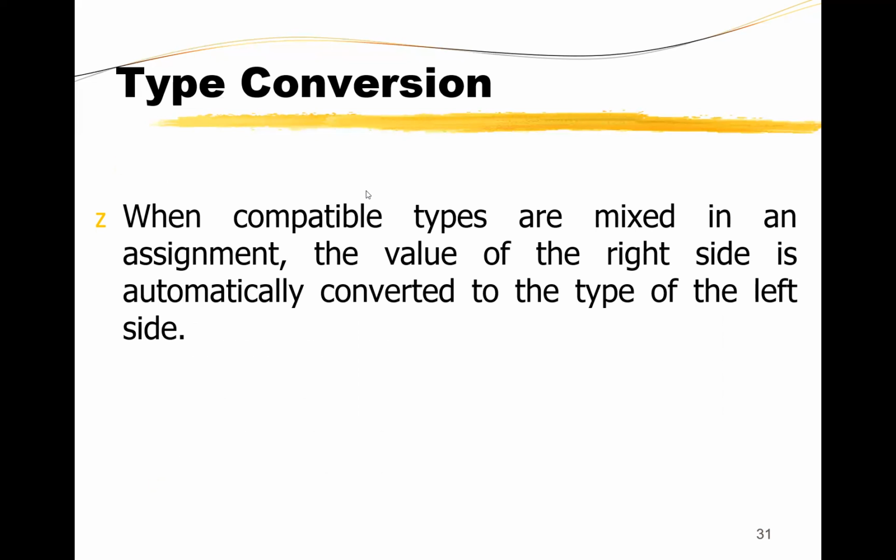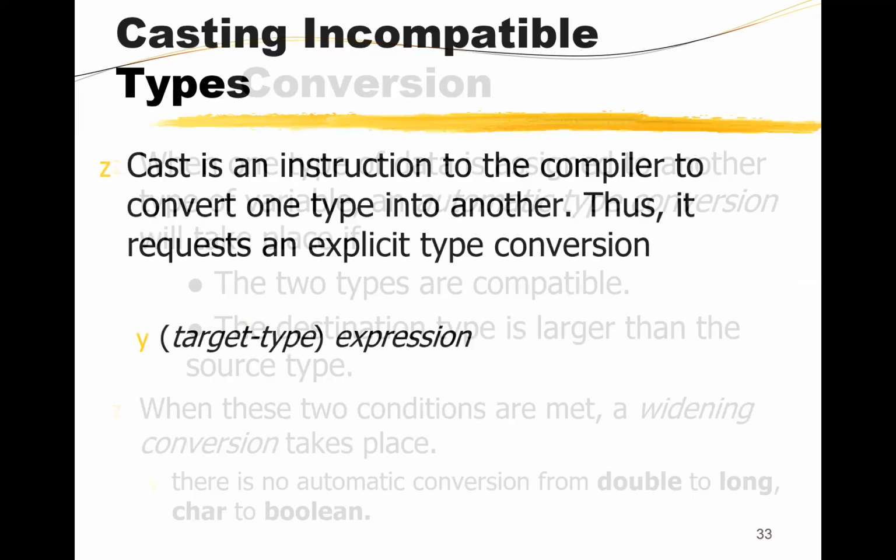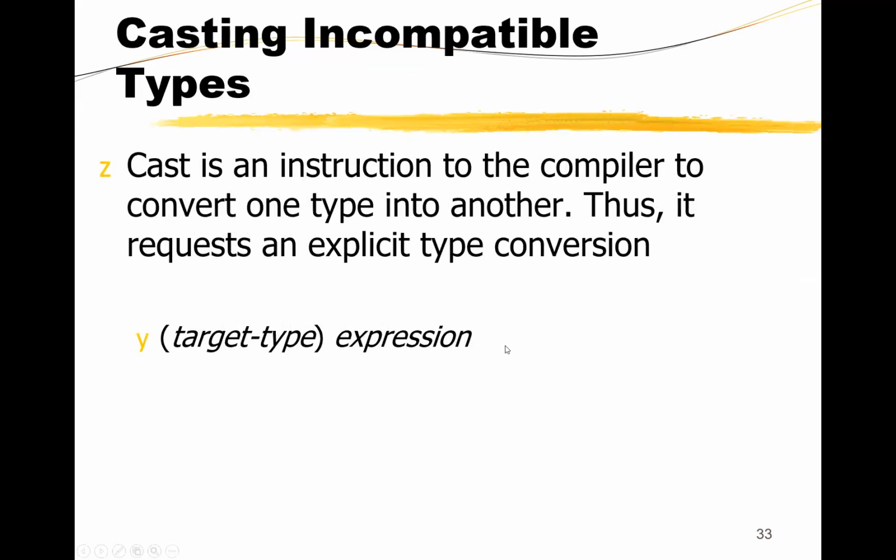Automatic type conversion happens only if the two types are compatible and the destination is larger than the source. Then you call it a widening conversion as well. And if you are going to mix incompatible types, then casting should happen.